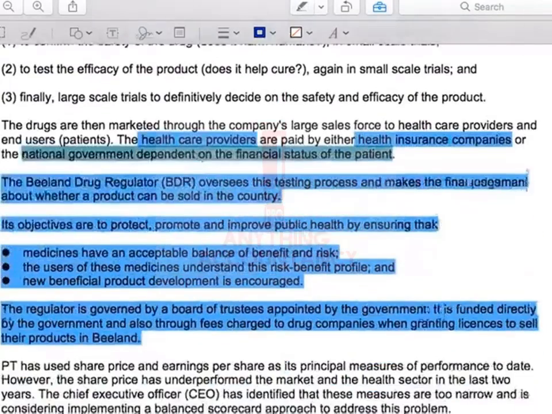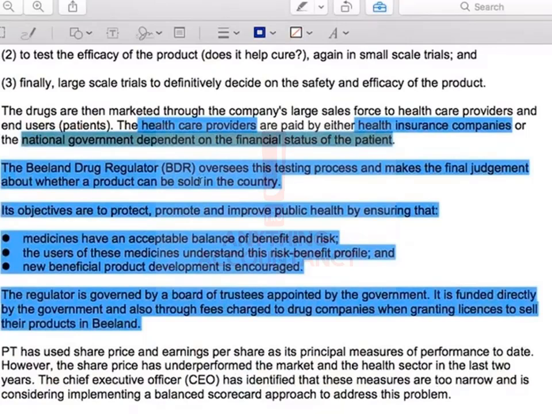For the national government, dependent on the financial status of the national government, dependent on the financial status of the patient. Now, the B-land drug regulator oversees this testing process and makes the final judgment about whether the product can be sold. The objectives are to protect, promote and improve public health by ensuring medicines are acceptable, with a balance of benefit and risk, users of the medicine understand the risk-benefit profile, and new beneficial product development is encouraged.